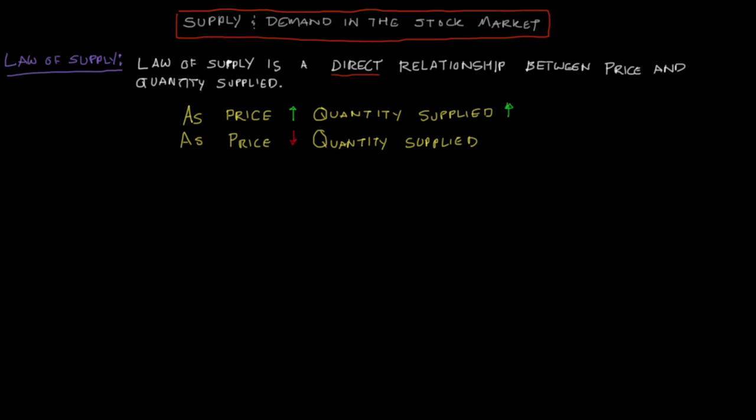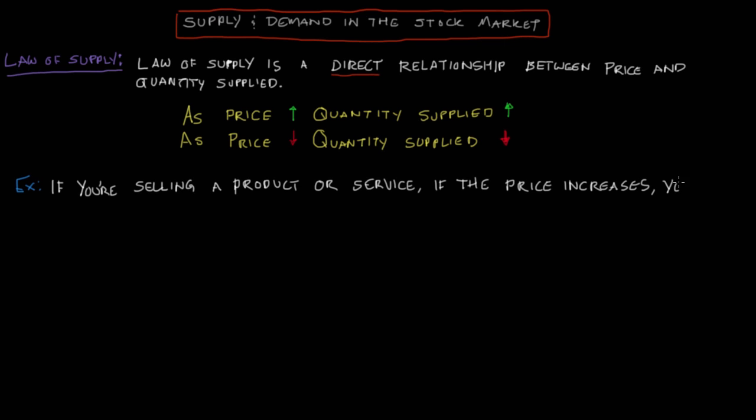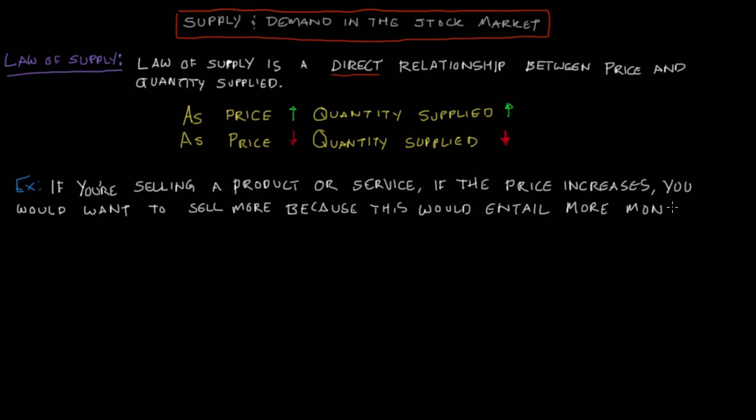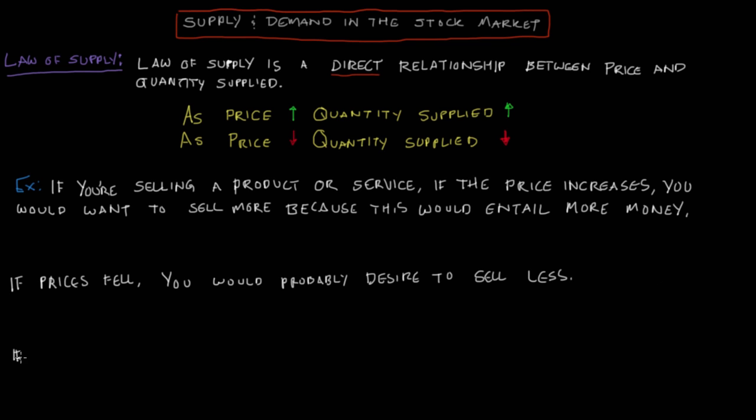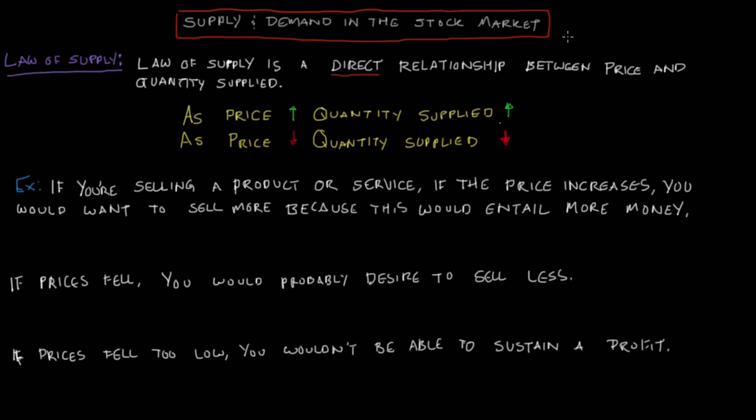We can demonstrate with an unpretentious thought experiment. If you're selling any product or service, if the price increases, you'd want to sell more of that product or service, right? Because this would entail more money in your pockets. But as the price falls, you would be inclined to sell less because that would allude to smaller profit margins. And if the price fell too low, you wouldn't be able to sustain a cost-effective strategy to keep your company profitable. This is the law of supply.